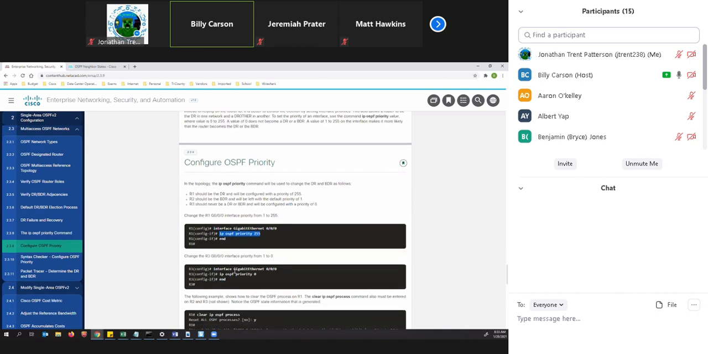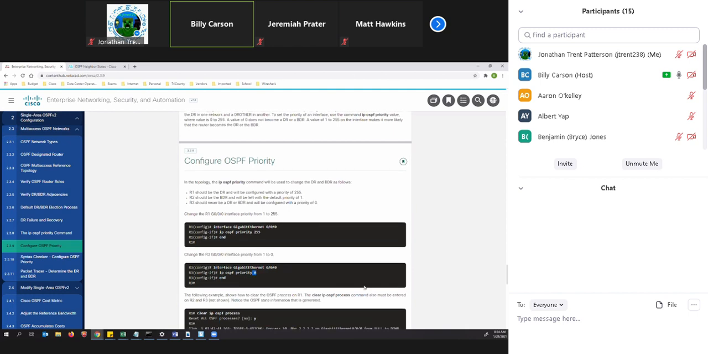And then here's a priority of 0. After I executed this command, would router 3 ever be a DR or a BDR? No, sir. It'll never be a DR or BDR because we made it priority 0. 0 says, hey, we're not participating.